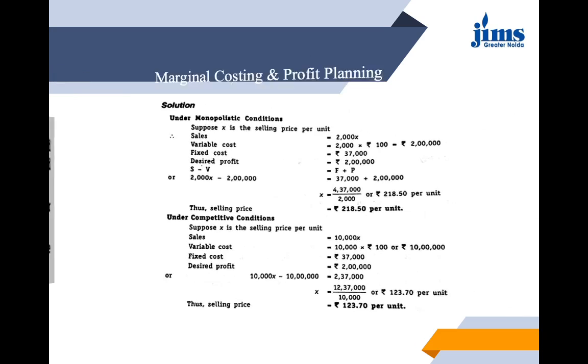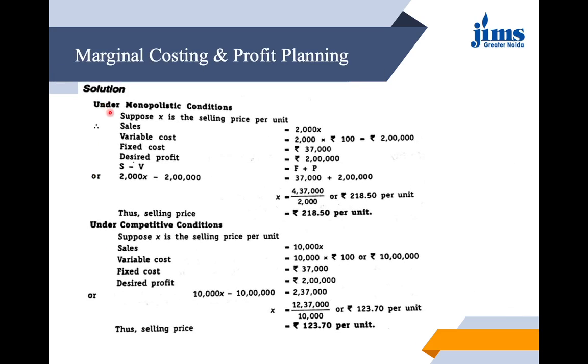Let us find out. First of all, under monopoly, suppose X is the selling price. Sales is 2000 into X. Okay, then variable cost would be 2000 into 100. Fixed cost is given. Then desired profit is 2 lakh, we know that. So sales minus variable cost is equal to your fixed cost plus the profit. You can put the values in the equation and we are able to find the selling price as 218 rupees 50 paisa per unit.